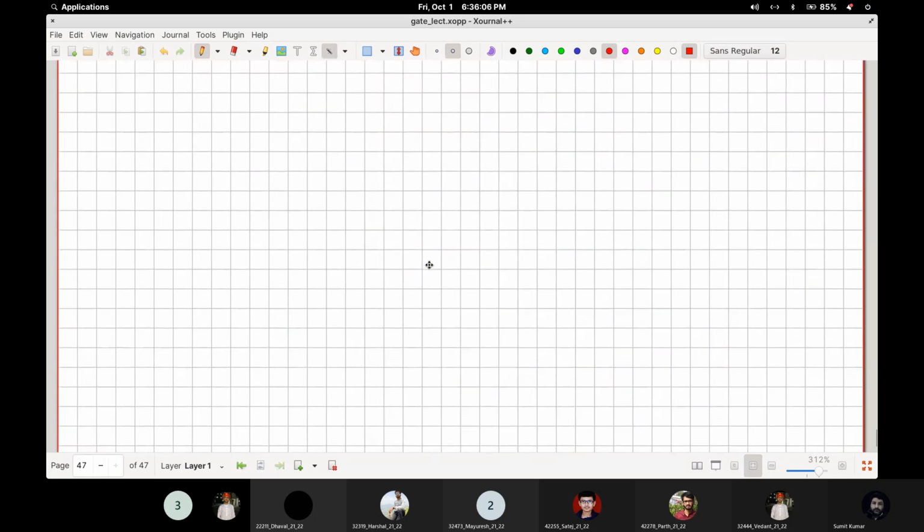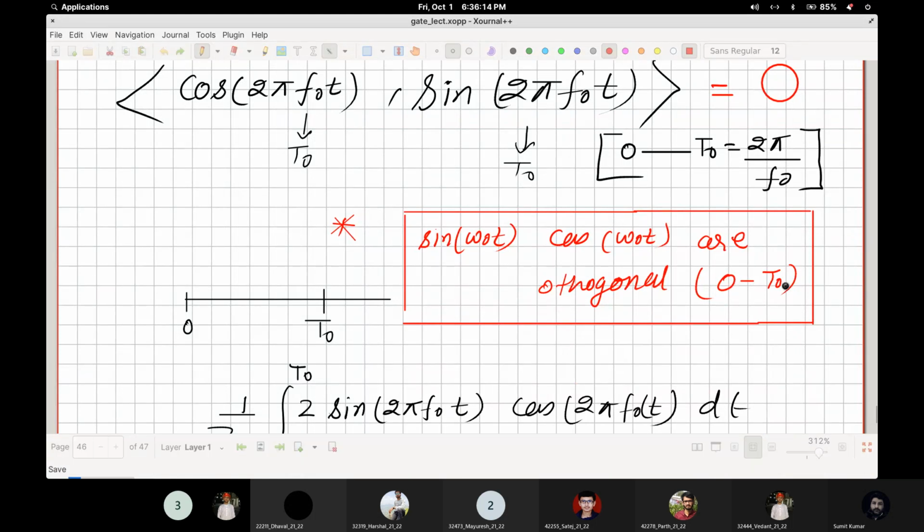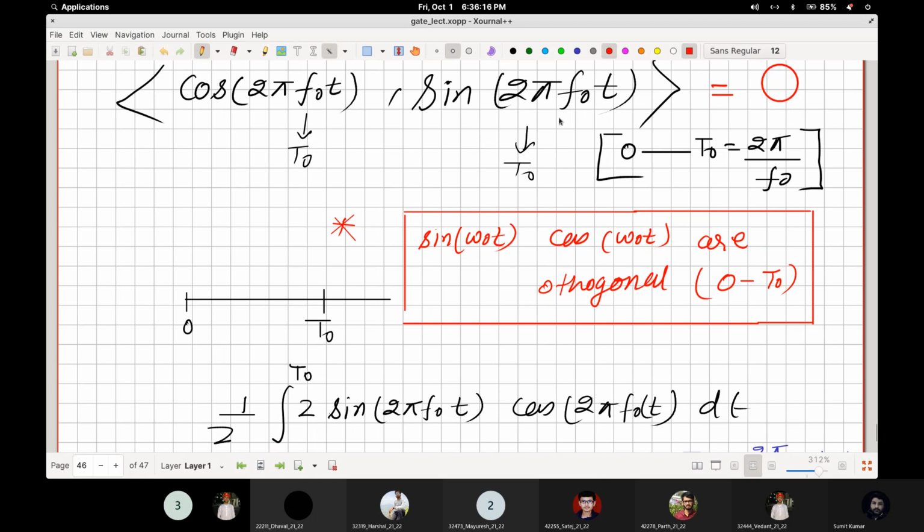Okay, so in today's class we learned that sin omega naught t and cos omega naught t are orthogonal between 0 to t naught. This is the most important result. Okay, so I'm going to end this lecture.